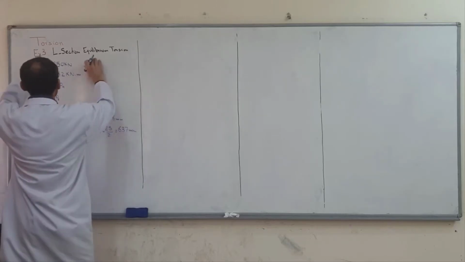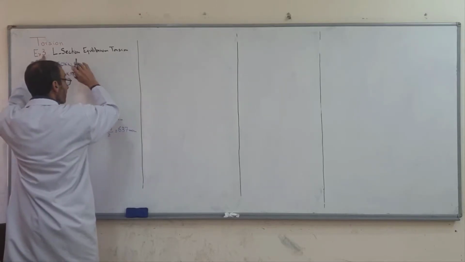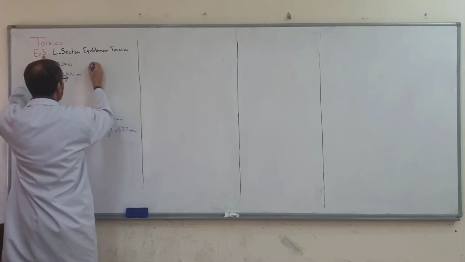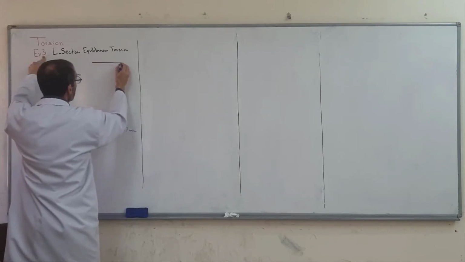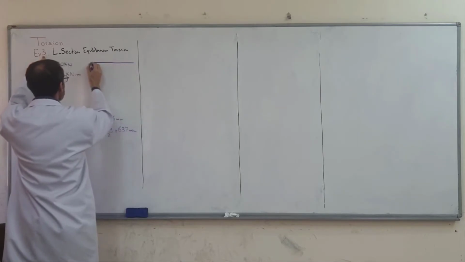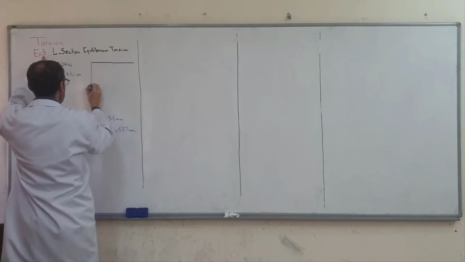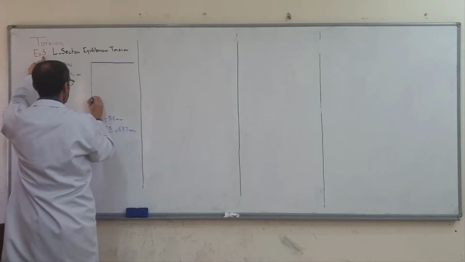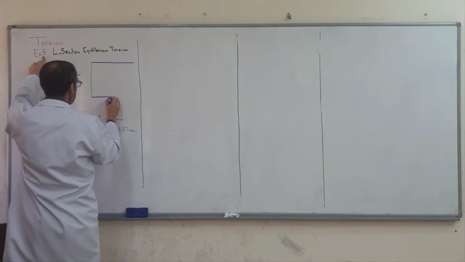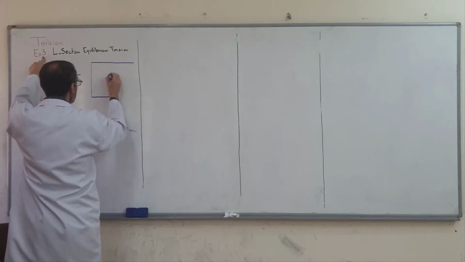What is the difference between this example and the first example, example number 1? We have here an L section. We have a part of the slab participating in resisting torsion. This is the only difference.